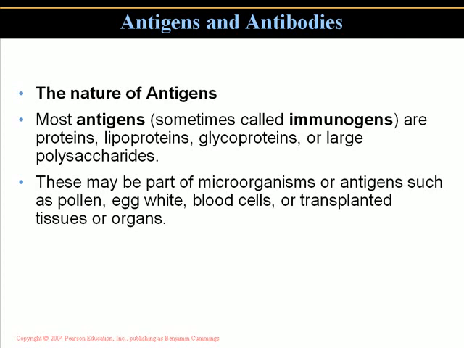They are, for the most part, microorganisms or antigens such as pollen, egg white, blood cells, transplanted cells, tissue, and our organs. I bring up transplanted cell tissues because you have to recognize the protein, lipid, or carbohydrate components of the tissue that's being transplanted to an individual.